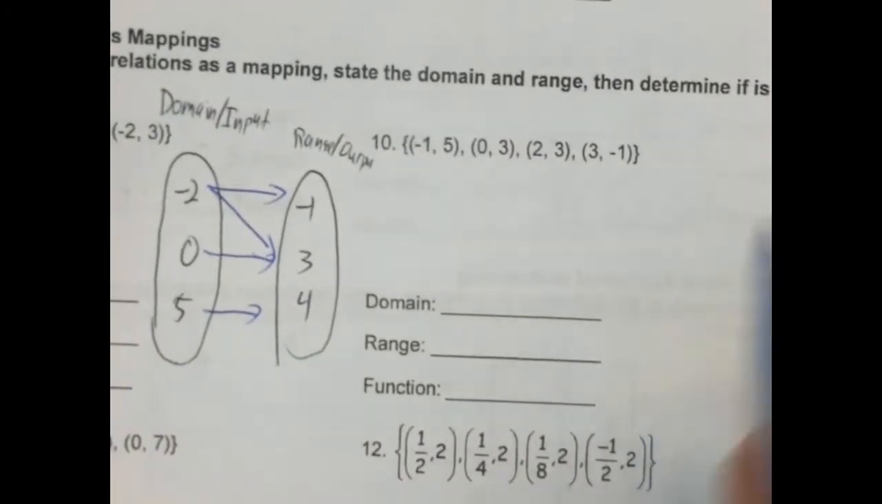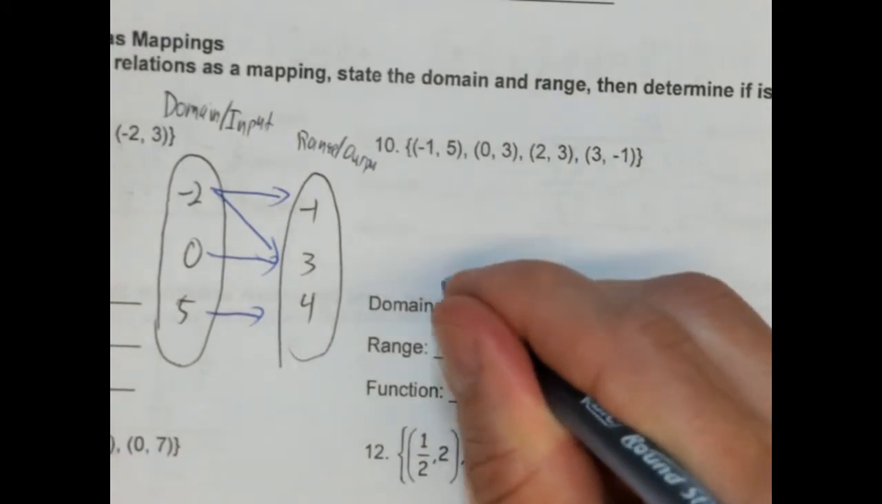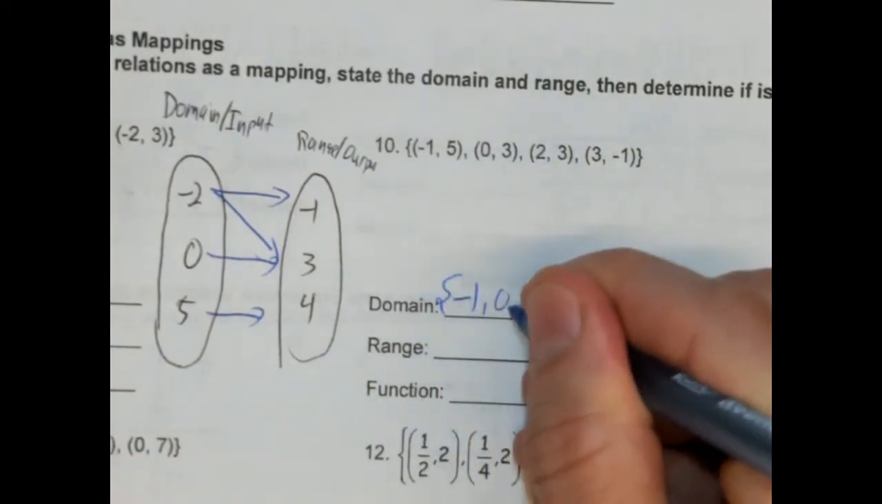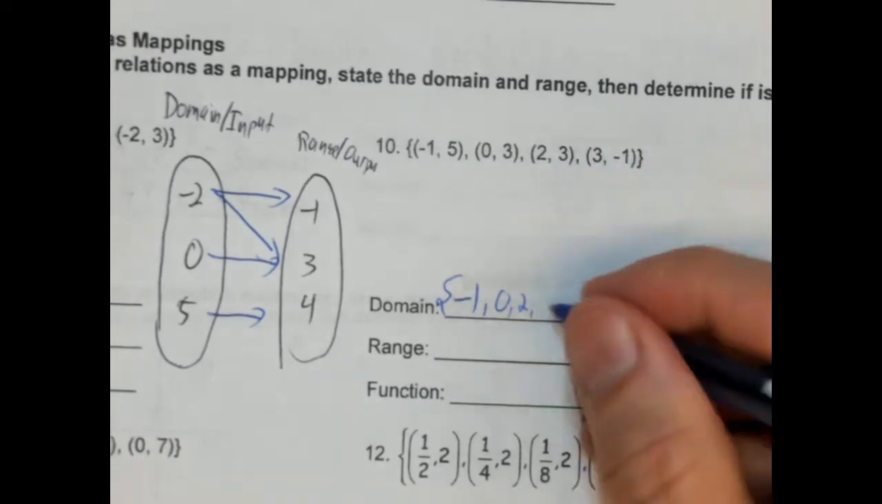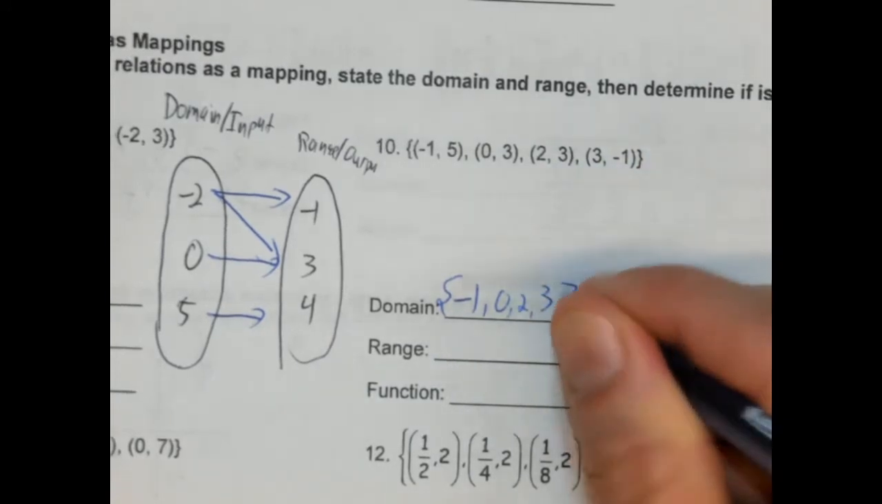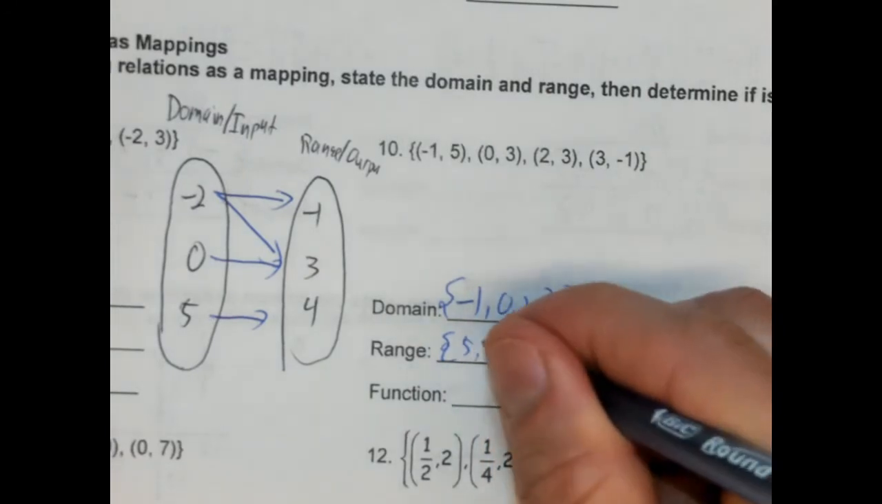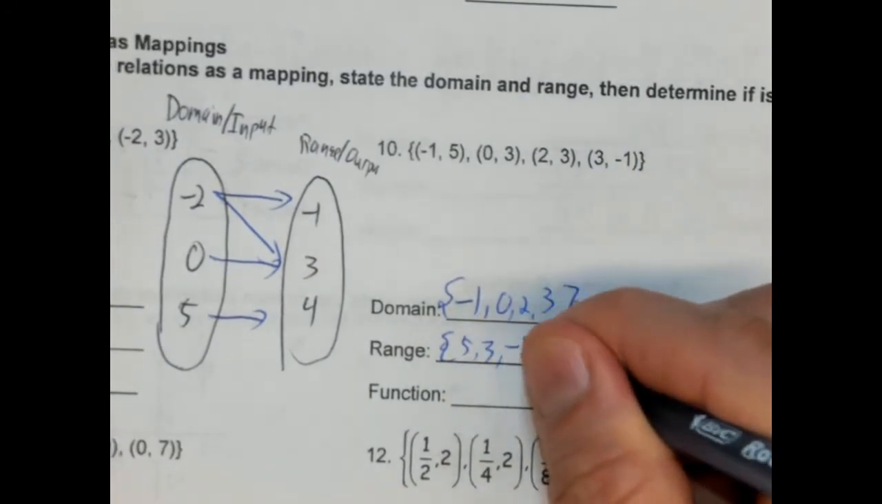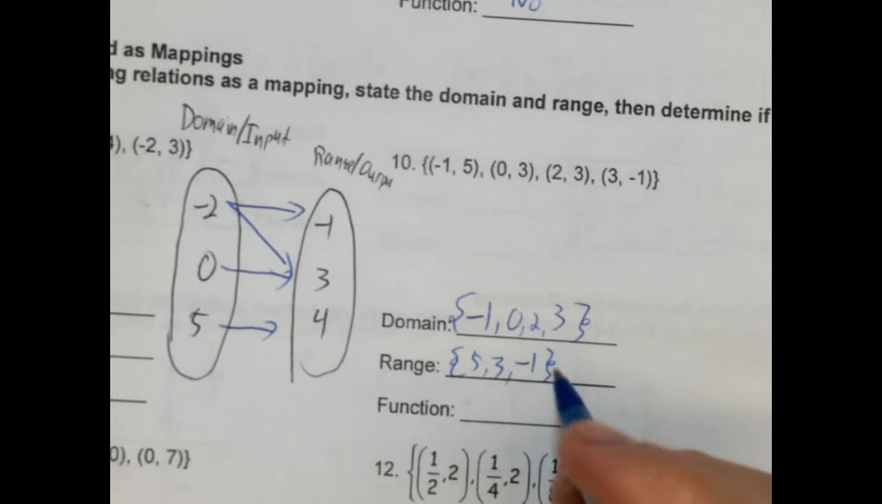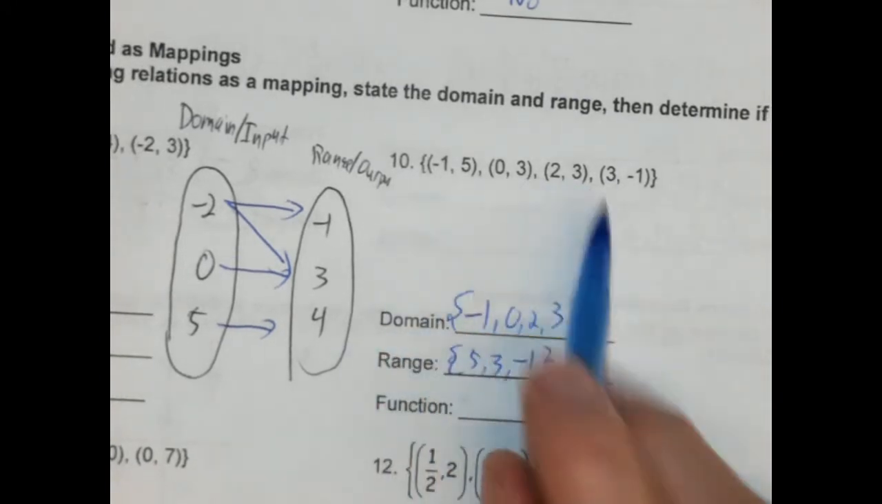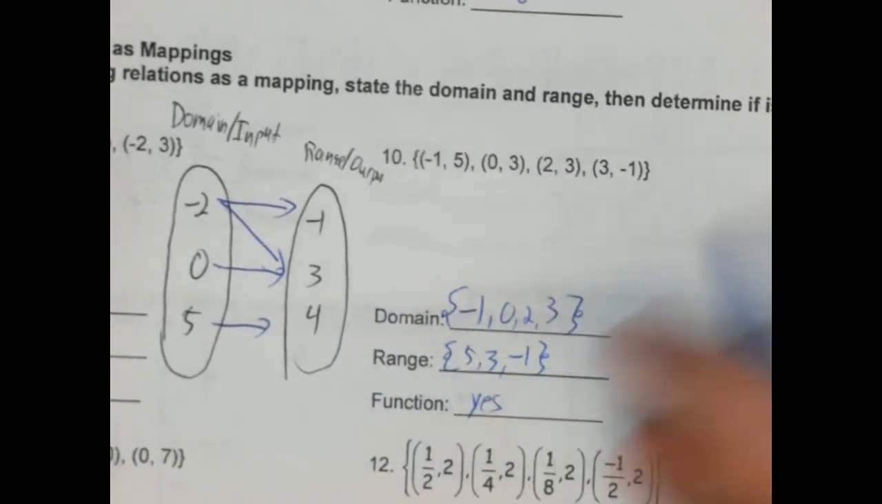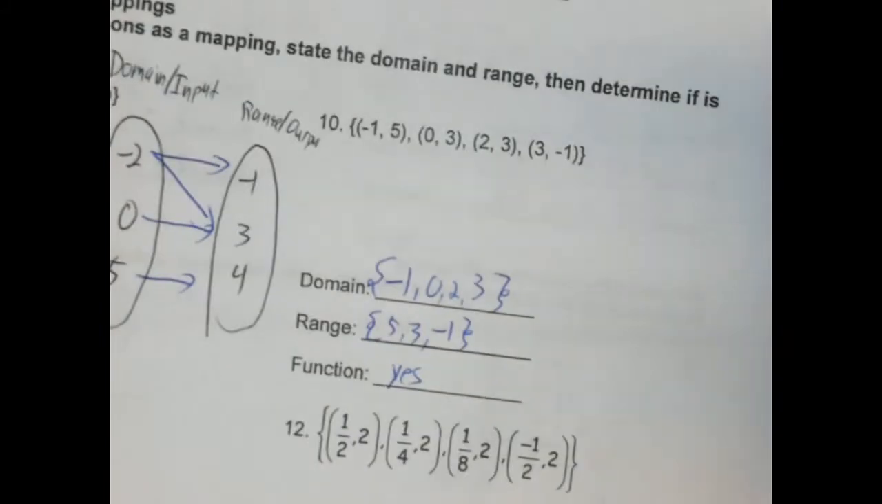Okay. Let's try over here. So domain is negative 1, 0, 2, 3. The range is 5, 3, negative 1. Is it a function? Yes, the x values do not repeat. And let's draw a mapping diagram.